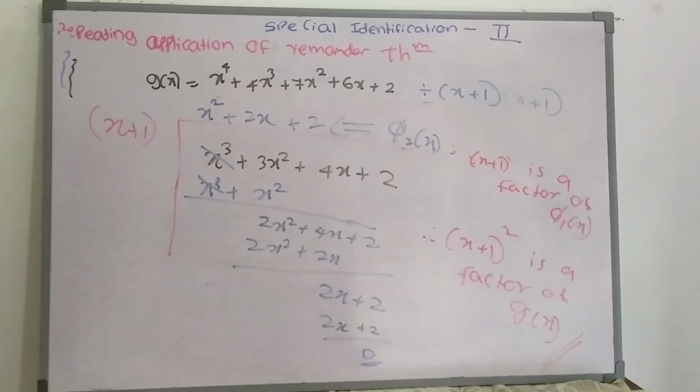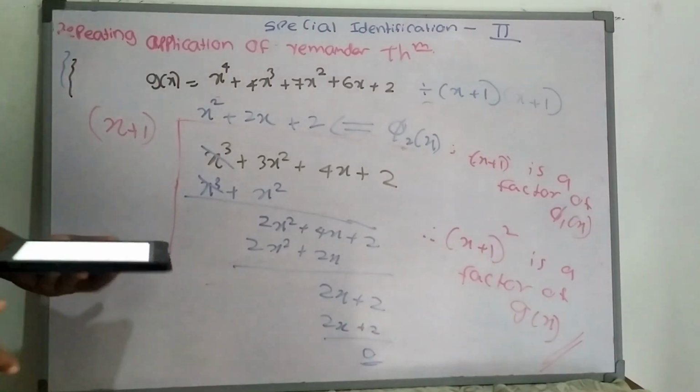Okay. And one more part is in this sum: show that g(x) can be stated as (x minus a) whole squared times (x squared plus bx plus c), right? So what to do about this?